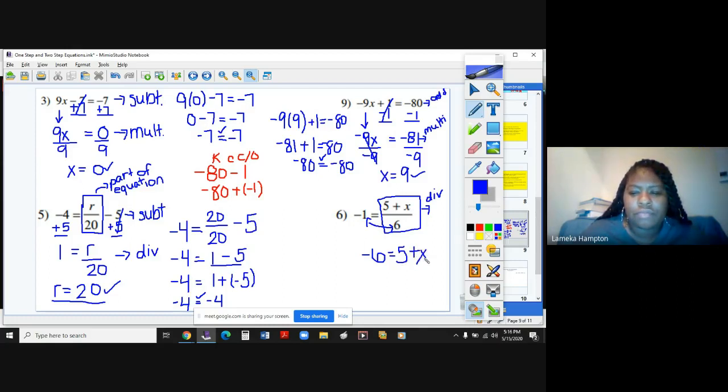Okay. So now I have gone from a division problem to an addition problem because I have my addition sign right there, okay? So that is now an addition problem. So because I have an addition problem, that means I am now going to subtract because that's the opposite of addition. So I am going to subtract 5 from both sides.